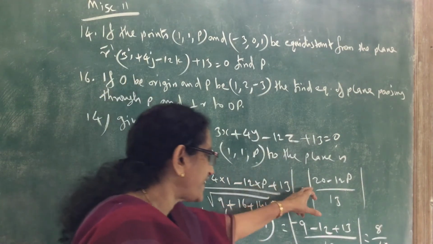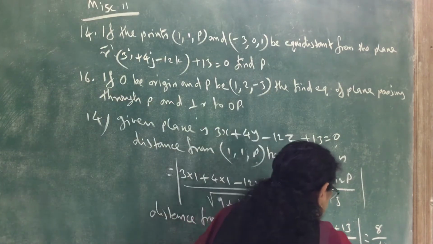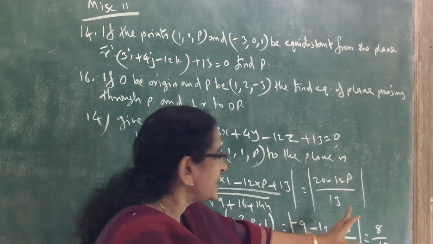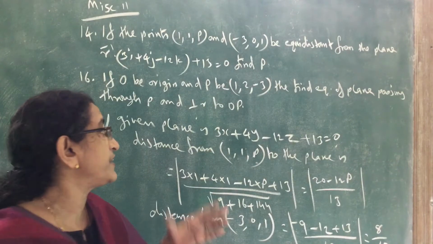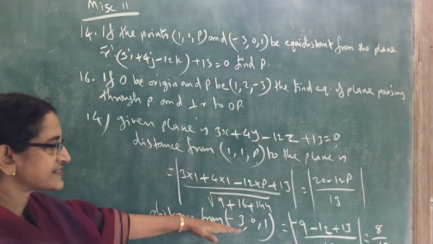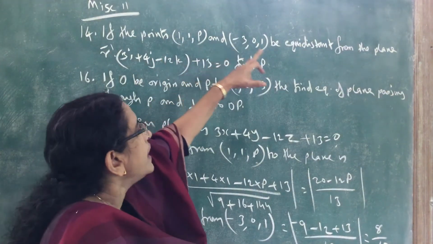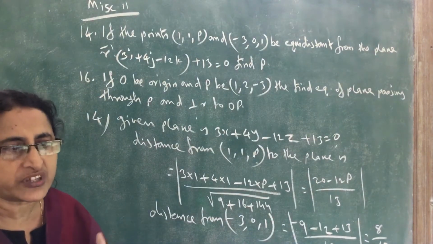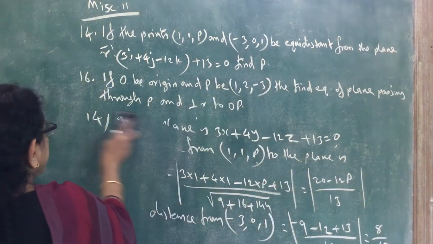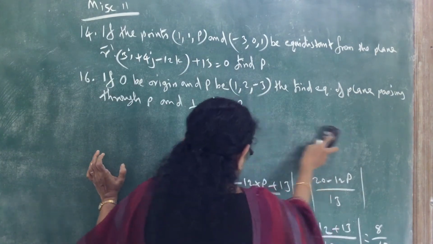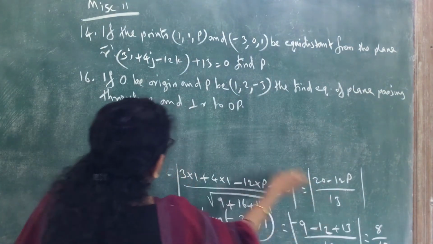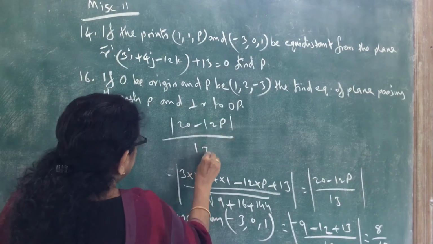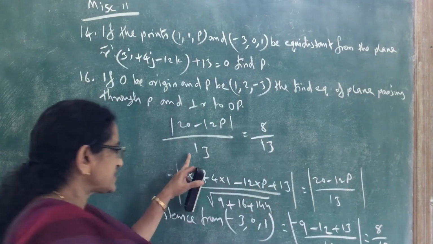Now we can equate these two and solve for p. Given that these two points are equidistant from the plane, we found both the distances and we can equate them. So we get modulus of 20 minus 12p divided by 13 equal to 8 by 13, because 13 is a positive number.